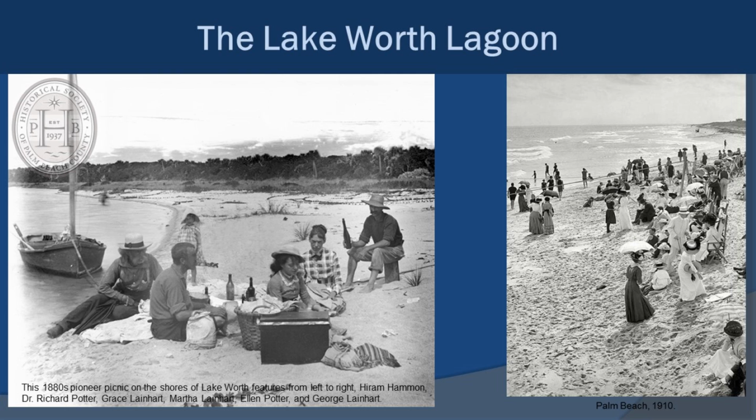So these pictures are from the beach, but I still think they're kind of fun. The one on the left is from a pioneer family in the 1880s picnicking on Lake Worth Beach, or in the area of Palm Beach and Lake Worth. And on the right is a picture from Palm Beach itself in 1910. Kind of a different perspective of life. And look at that beach and look behind it. There's no condos.